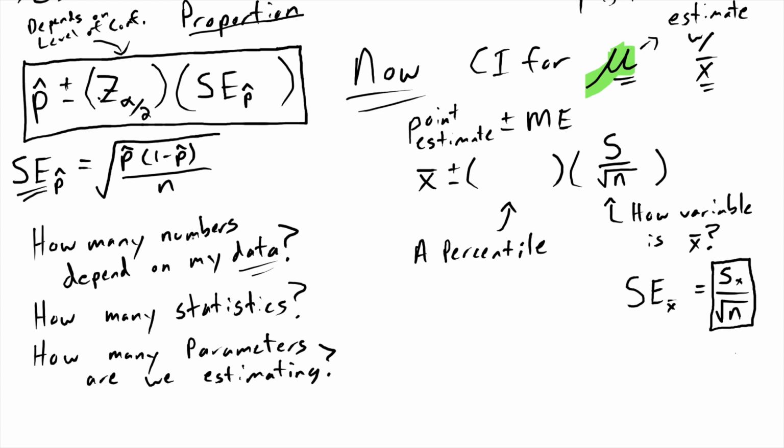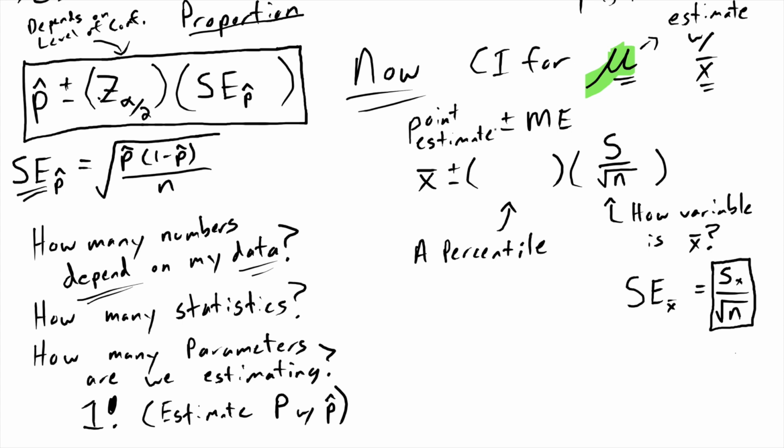Not really. When I say depend on the data, I mean depend on the actual values of the data themselves, and the sample size does not. So how many parameters are we estimating for this thing? How many statistics do we use? Just one. That's kind of a cool idea, is that this confidence interval only requires we use one statistic. We need the sample proportion to estimate the population proportion.